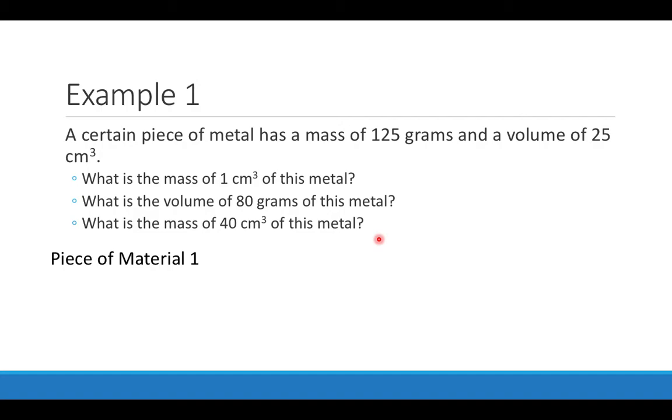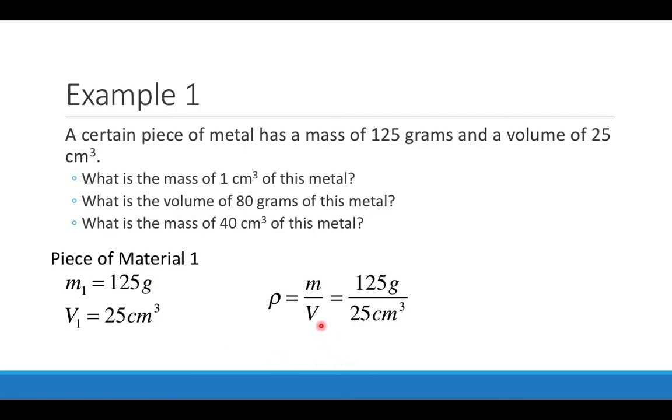So we're going to do these in steps, but the first thing I want to look at is for this particular material, I know from the start that it has a mass of 125 grams when the volume is measured to be 25 centimeters cubed. In each of these questions, it's exactly the same metal, which means that the density is going to be the same in all of those cases. So let's go ahead and calculate the density of the metal given its mass and its volume. So the mass is 125, the volume is 25 centimeters cubed, and so I know that this particular metal has a density of 5 grams per centimeter cubed, and that's going to be true regardless of which one of these questions I am answering.